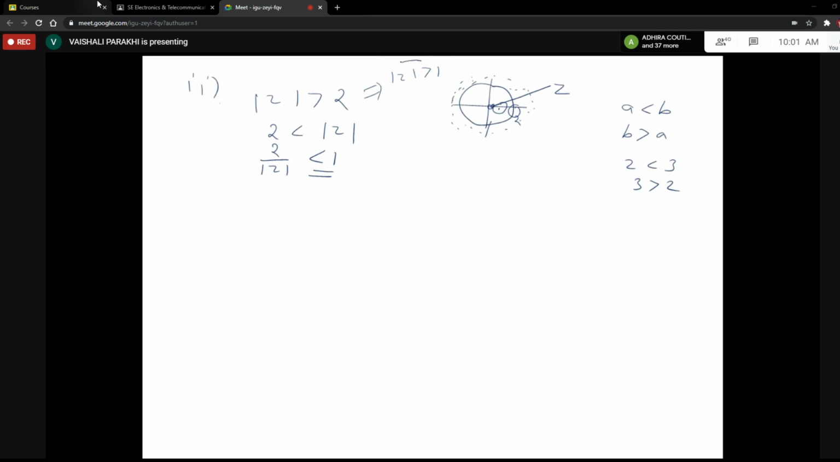So this will give you, we'll write it as 1 less than mod z, correct? This same thing I've done. A greater than B means B less than A. So 1 by z is less than 1. Why have I done this? Because I wanted to do it as less than 1. This is less than 1. So you concentrate on these two things. This is your first step.